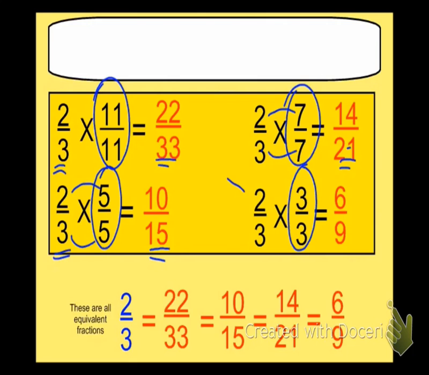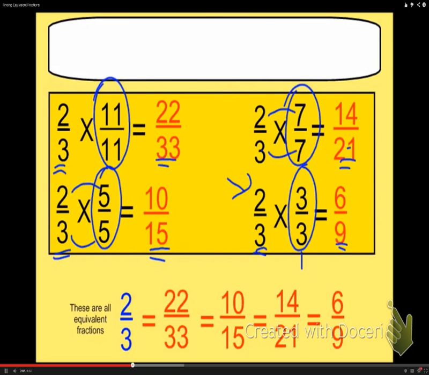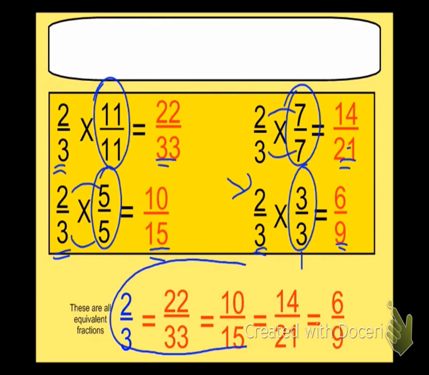And that last example, when you're multiplying by 3/3, it's like you're multiplying by 1. You're really not changing the identity of 2/3. 2/3 is equal to 6/9. In fact, all these fractions down here that we've created, they're all equivalent fractions. They're all naming the same thing.